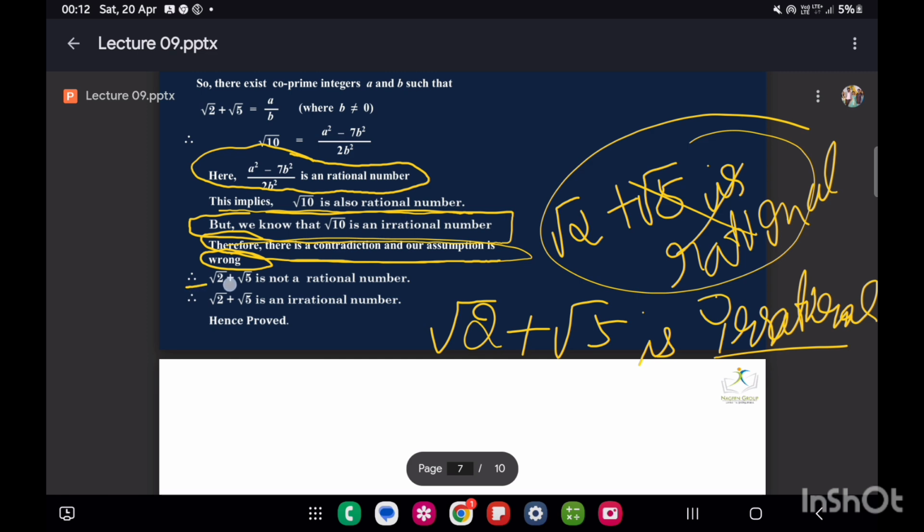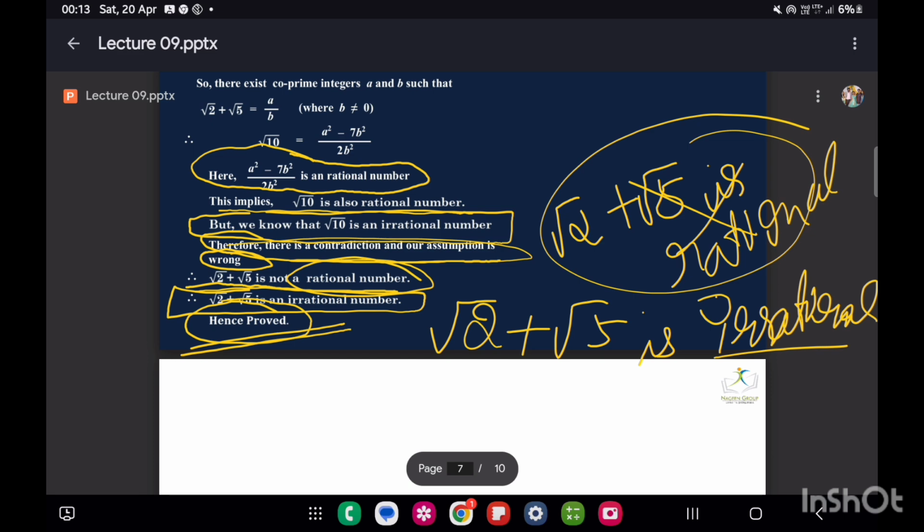So we can finally tell that root 2 plus root 5 is not a rational number. Hence we have proved that root 2 plus root 5 is an irrational number, hence proved. At the end of this, these are the words we have to write, hence proved. Then only it is concluded or ended here.